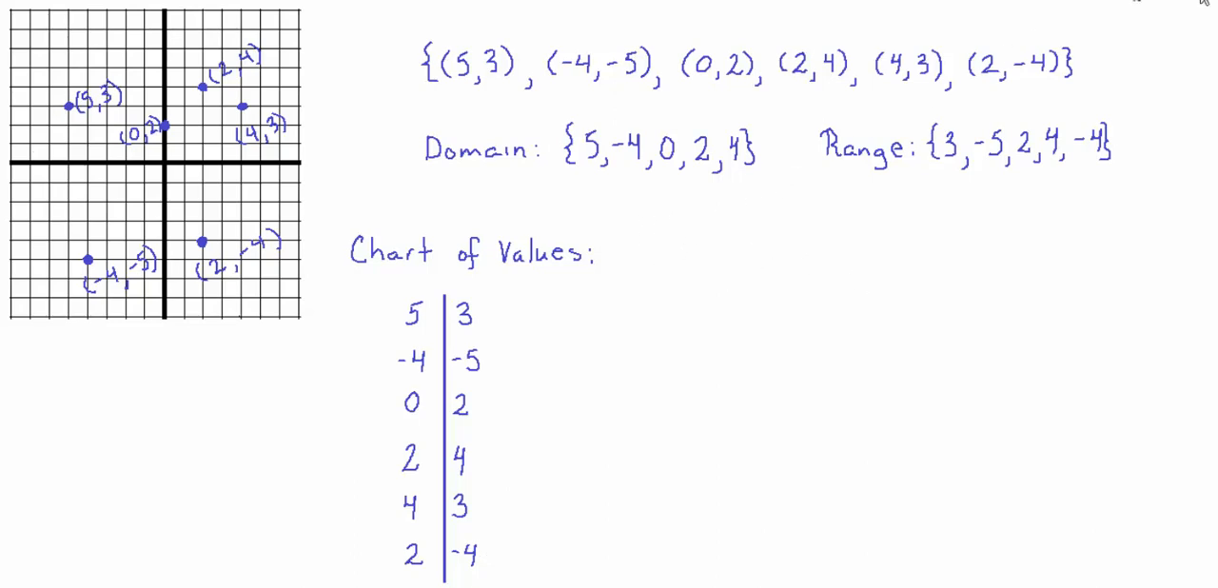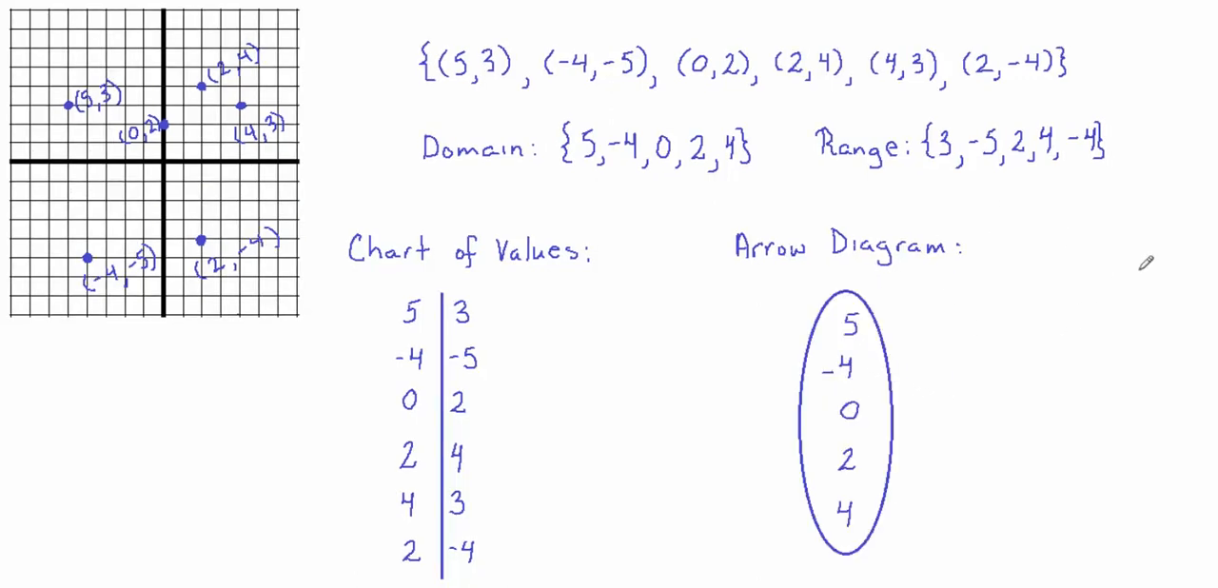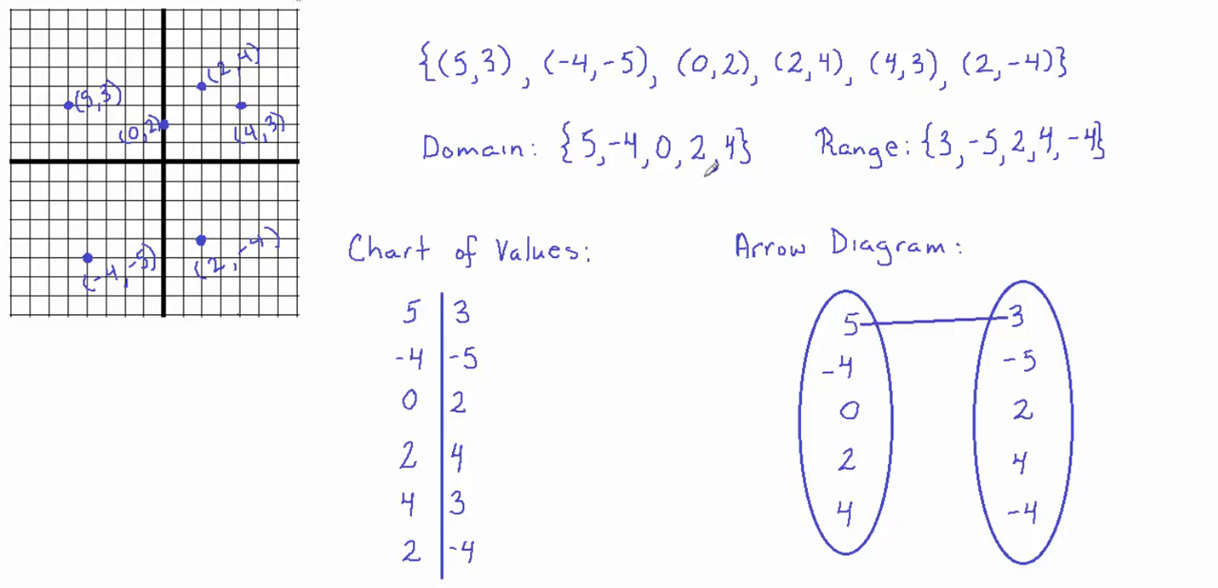To write this as an arrow diagram, we write all of the domain elements on one side and all the range elements on the other side, and then we have an arrow for each correspondence. So an arrow from 5 to 3, an arrow from -4 to -5, an arrow from 0 to 2, an arrow from 2 to 4, an arrow from 4 to 3, and an arrow from 2 to -4. And these are some of the things you can do with a finite relation that's defined by a graph.